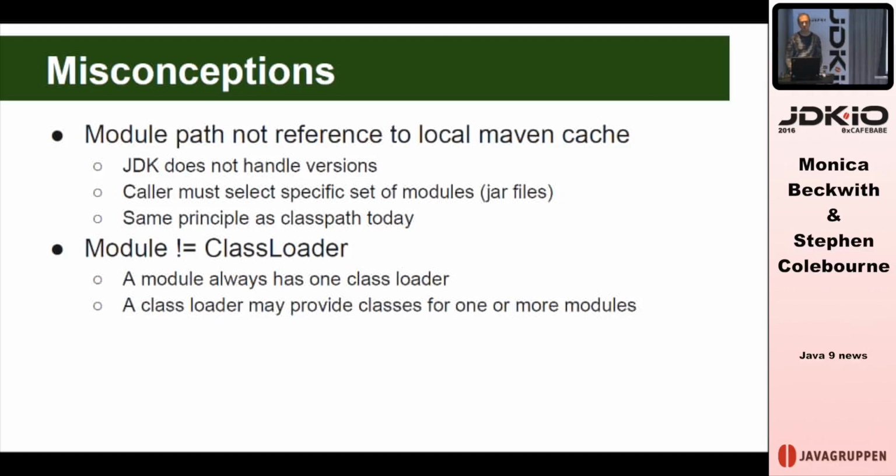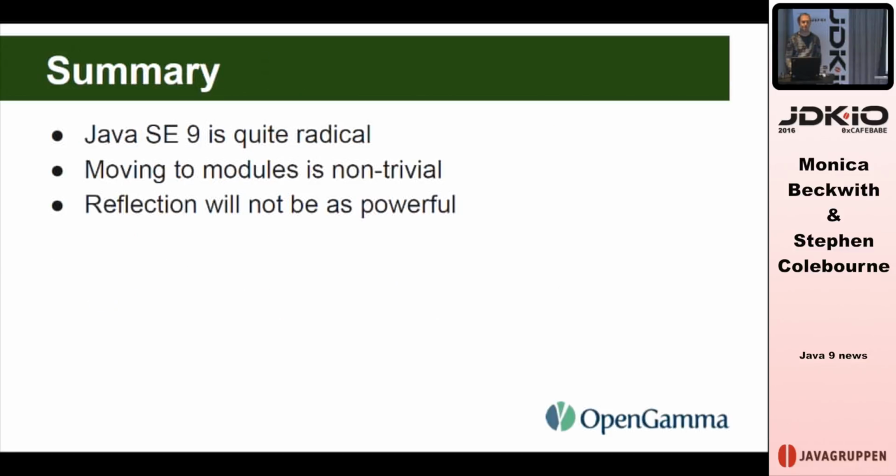And the module is not the same as a ClassLoader. So although there is always one ClassLoader associated with the module, any given ClassLoader may actually supply code for more than one module. Now this is different to OSGi, and I believe JBoss modules as well, where they map things specifically, so one module equals one ClassLoader. So that's different as well.